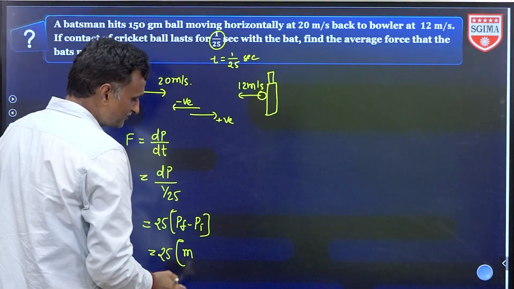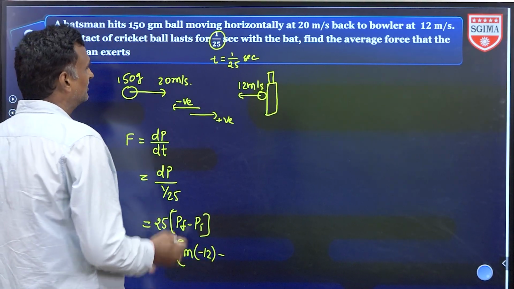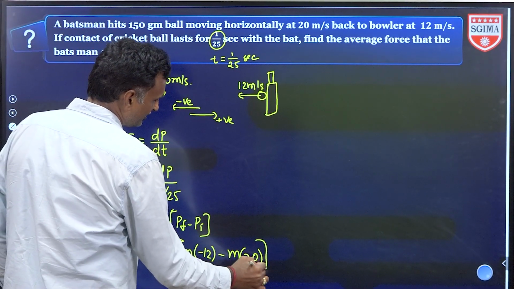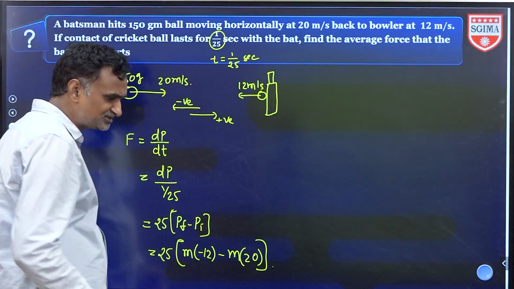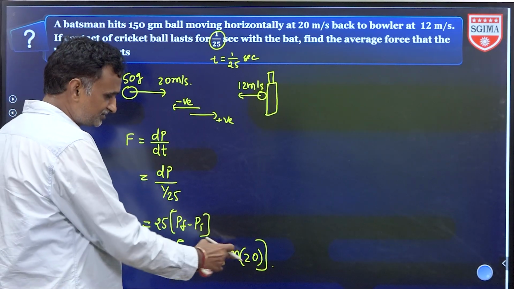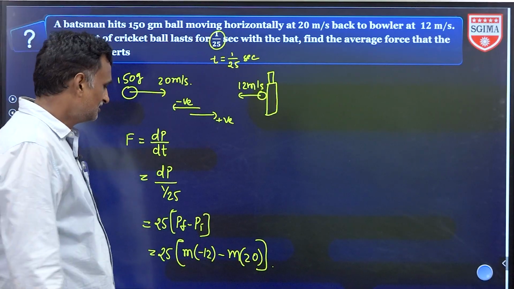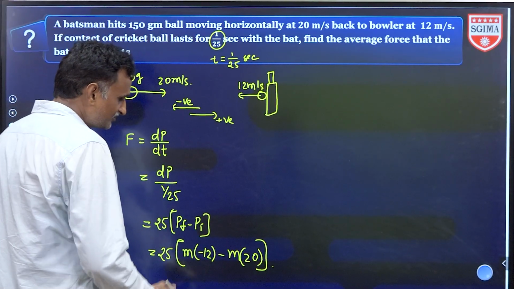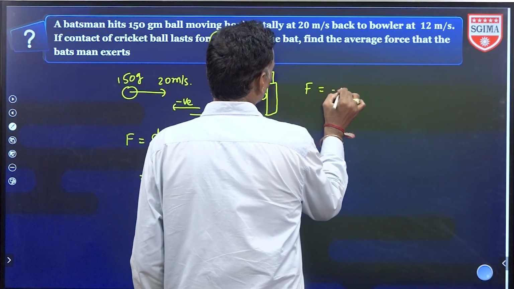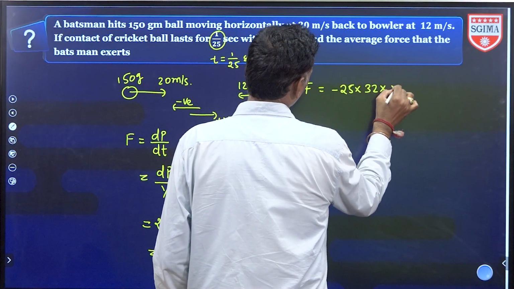So it is the left side, so I am taking minus 12, minus. Here, the right side only, so m into 20, simply we can take. This is minus, this is minus. So definitely we can take minus of minus plus, this is minus, this is minus. So we get the total answer as minus, means added only we can get. So here 12 and 20, 32 m will come. Okay, so that is F equals minus 25 into 32 m.